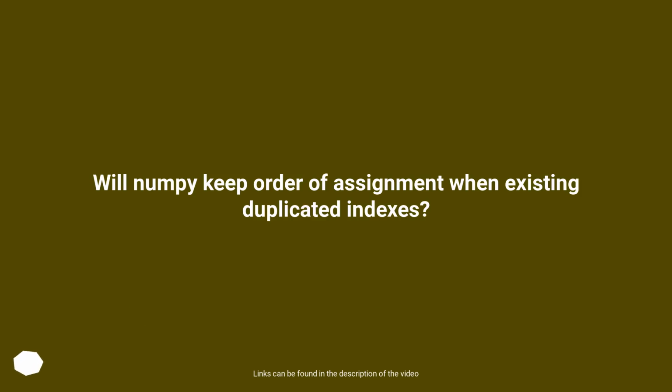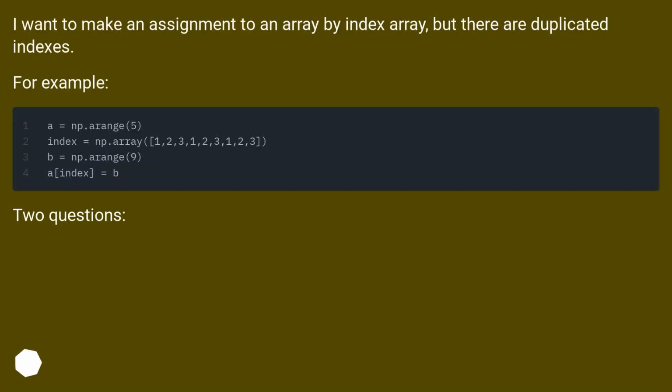Will numpy keep order of assignment when existing duplicated indexes? I want to make an assignment to an array by index array, but there are duplicated indexes. For example, 2 questions.